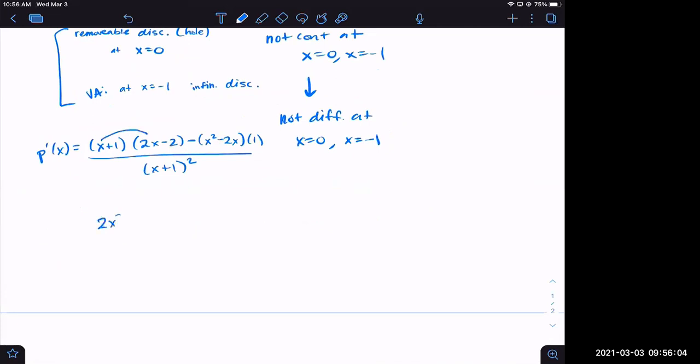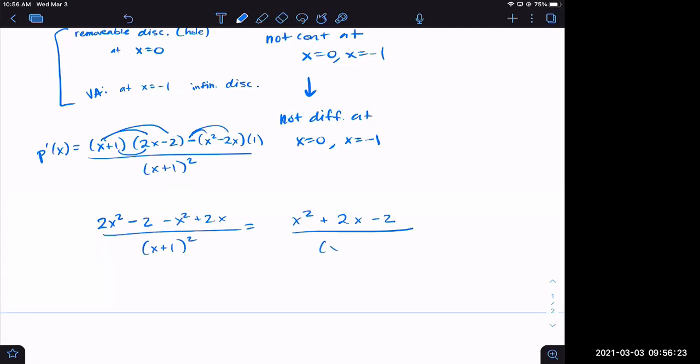So I'm going to simplify. I've got 2x squared minus 2x plus 2x. They cancel. Minus x squared and a plus 2x. So again, you guys double check, but I got to here. Would you agree with me?